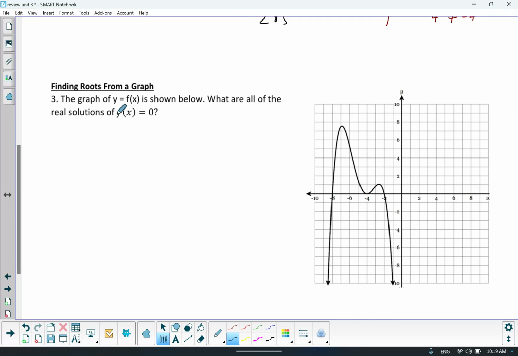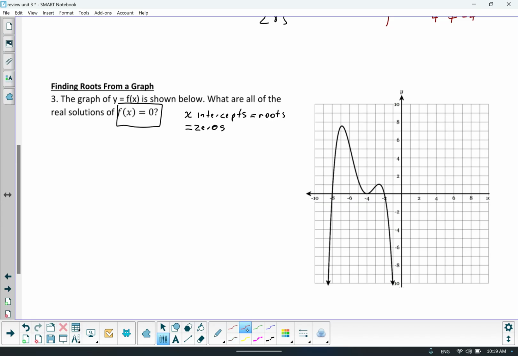Problem number 3. So we're asked to find all real solutions of f of x equals 0. So in other words, they want to find the values of x that make the equation equal 0. They're looking for the x-intercepts, also known as the roots, also known as the zeros, or just the solutions to x.